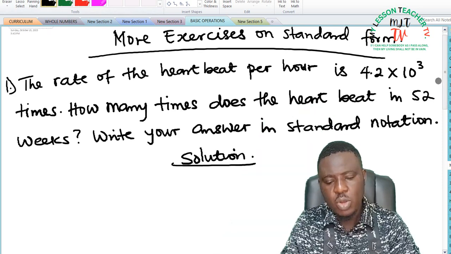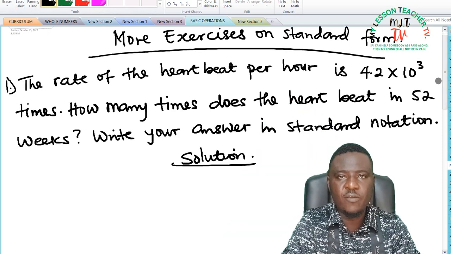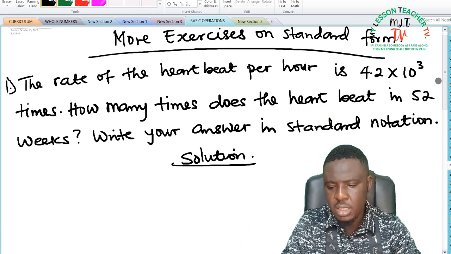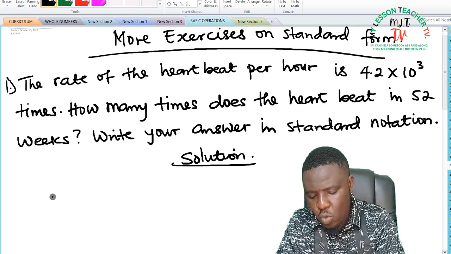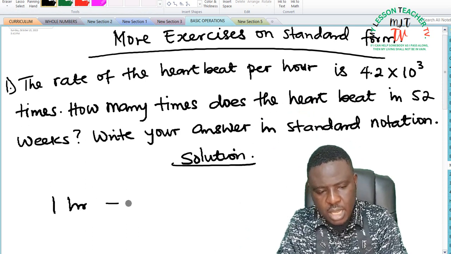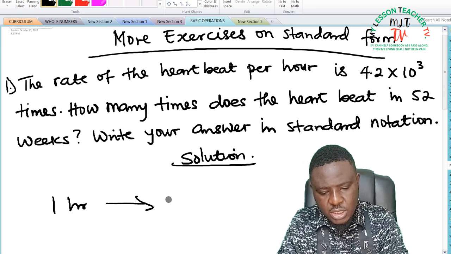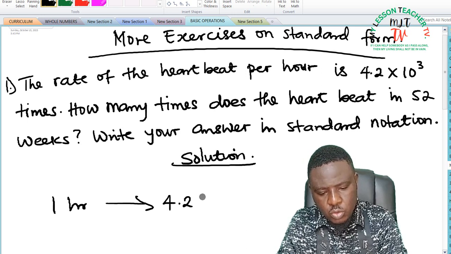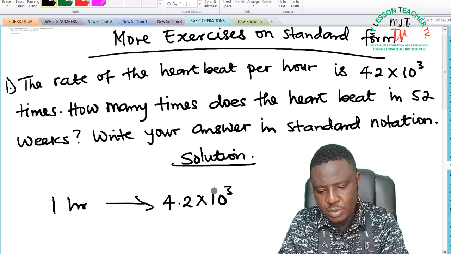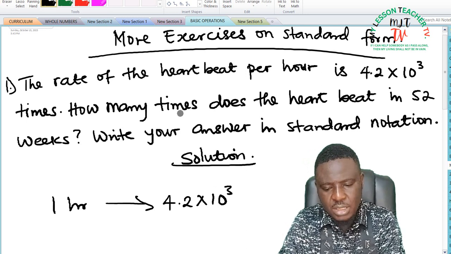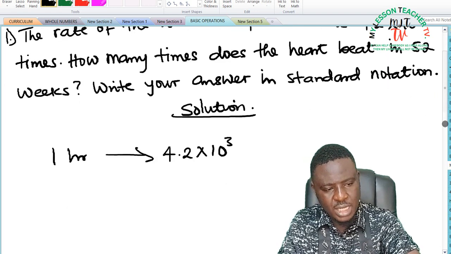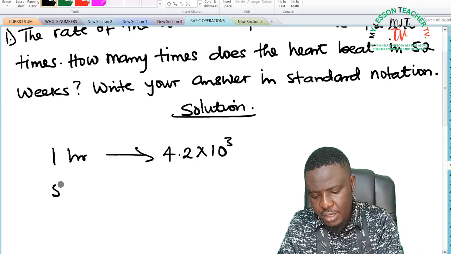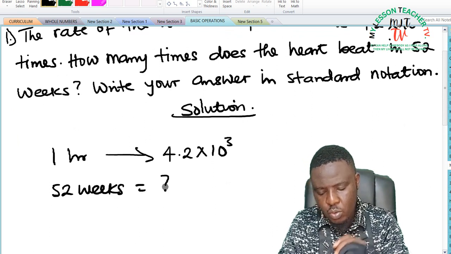Solution. So we are going to analyze the question in order for us to get our answer. If per hour, that's in 1 hour, the rate of heartbeat is said to be 4.2 times 10 raised to the power of 3 times. Now we are asked to find how many times the heart beats in 52 weeks. 52 weeks, that is 1 year. In 52 weeks, is going to be what?